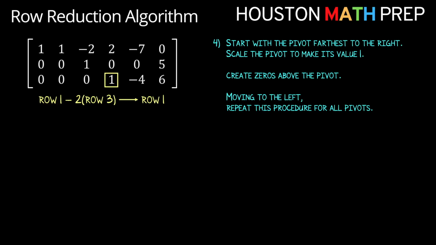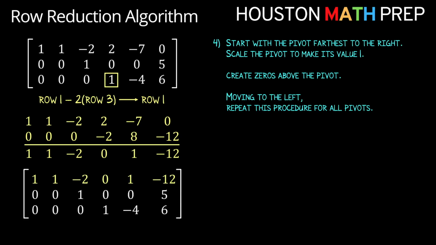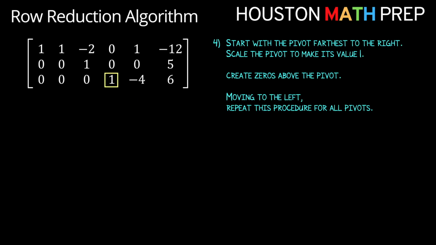So we want to change row 1, and we'll subtract 2 copies of the pivot row from row 1 to make our needed 0 entry there. On top we have row 1, on the bottom we have -2 times row 3, and adding those together gives us a new row of 1, 1, -2, 0, 1, -12, which replaces our previous row 1. Taking a look at where we are now, everything above our pivot in this column is a 0 entry. So our work in this column is done, and we'll move to the next pivot to the left, which is the +1 entry in row 2 in the 3rd column.